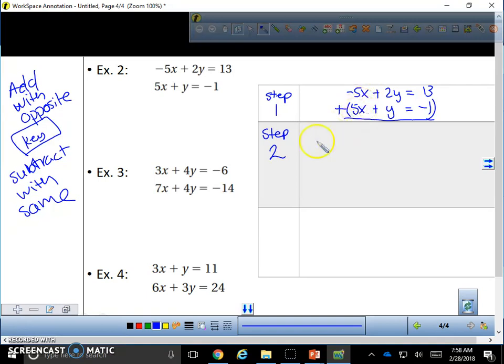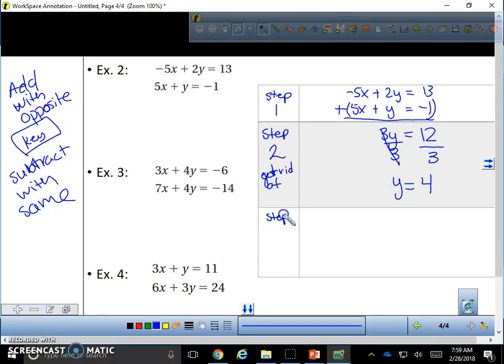Negative 5x plus 5x eliminates, so you definitely want to get rid of it. Okay, 2y plus y is 3y equals 13 plus negative 1, which is 12. Divide by 3. Y equals 4. Don't be biased. It's okay that this time it says y instead of x, because that's the whole point.